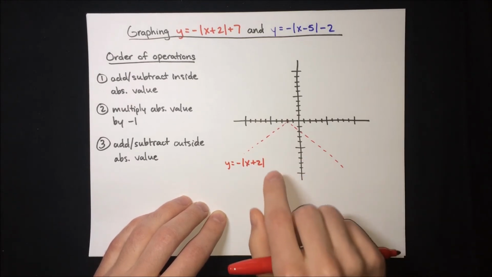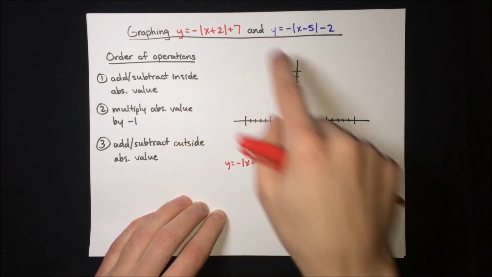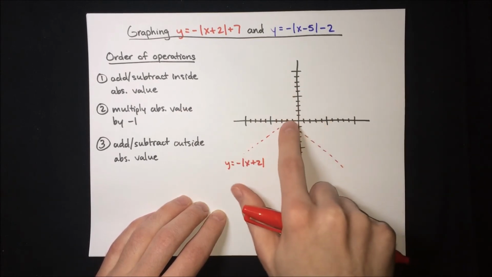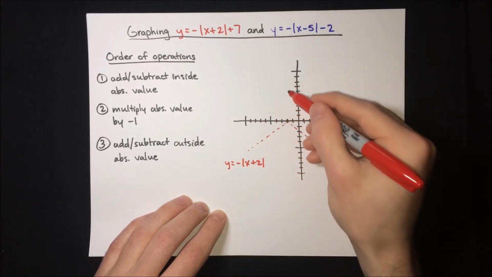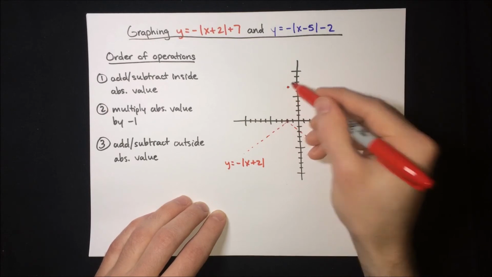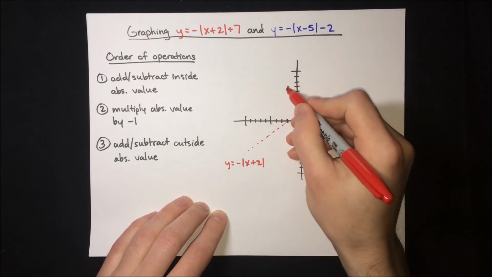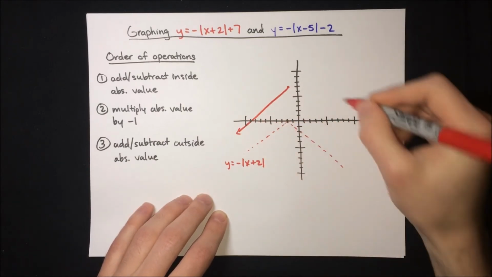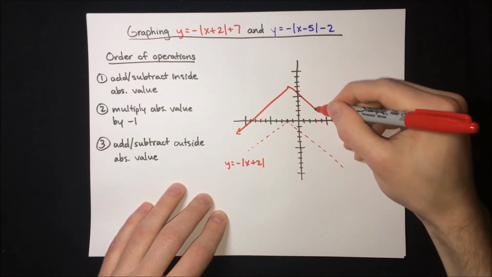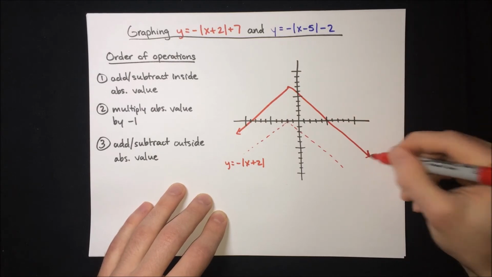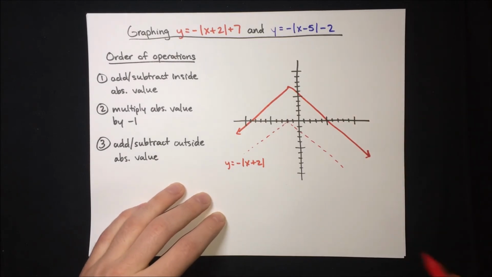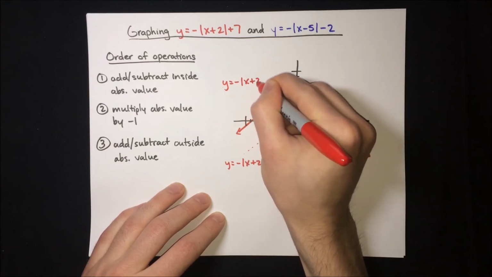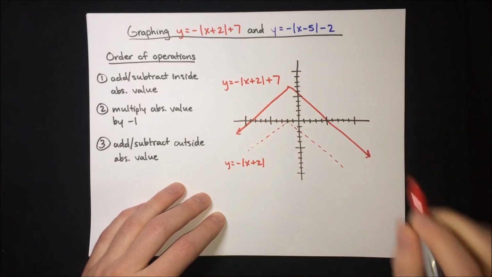And then lastly, we have to shift that up 7 units. So we're translating up 7 units here. We're starting off with the y value at 7, and then all the other points follow suit. And there's our graph. There's our graph of y equals negative absolute value of x plus 2, plus 7.